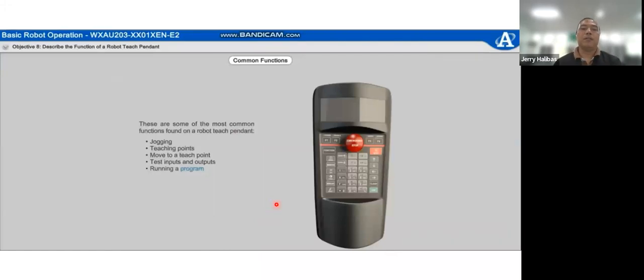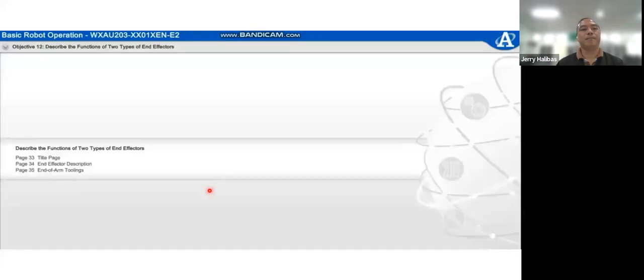So, these are some of the most common functions when using the teach pendant or the programming device: jogging, teaching points, move to a teach point, test inputs and outputs, then running. So next is describe the functions of the 2 types of end effector.